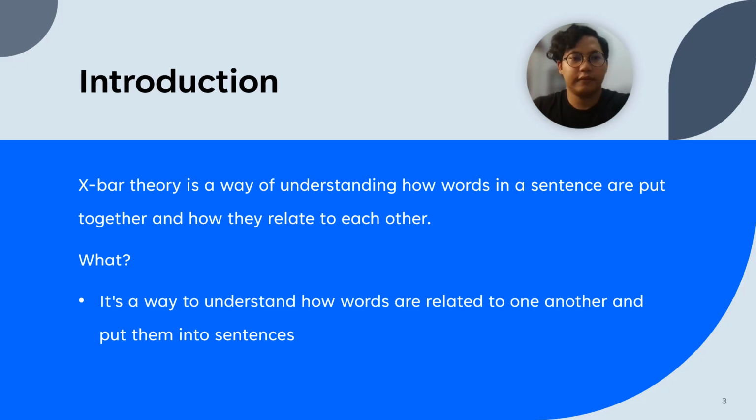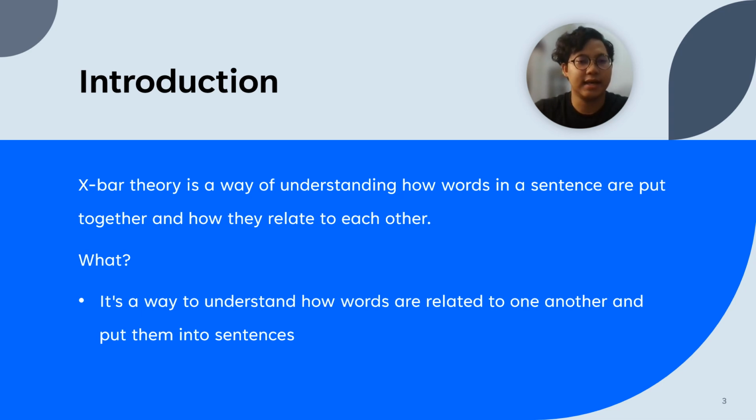So, firstly, X-bar theory is a way of understanding how words in a sentence are put together and how they relate to each other. It's like a map of how sentences are built, with different parts of the sentence fitting together like pieces of a puzzle. However, we arrange it as we do with a family tree. Now I will explain it using what, why, and how to simplify it down further.